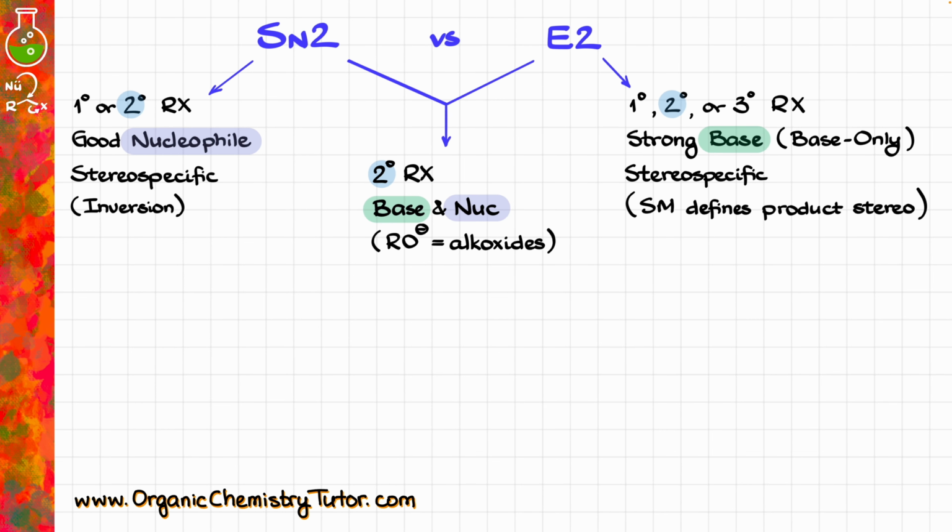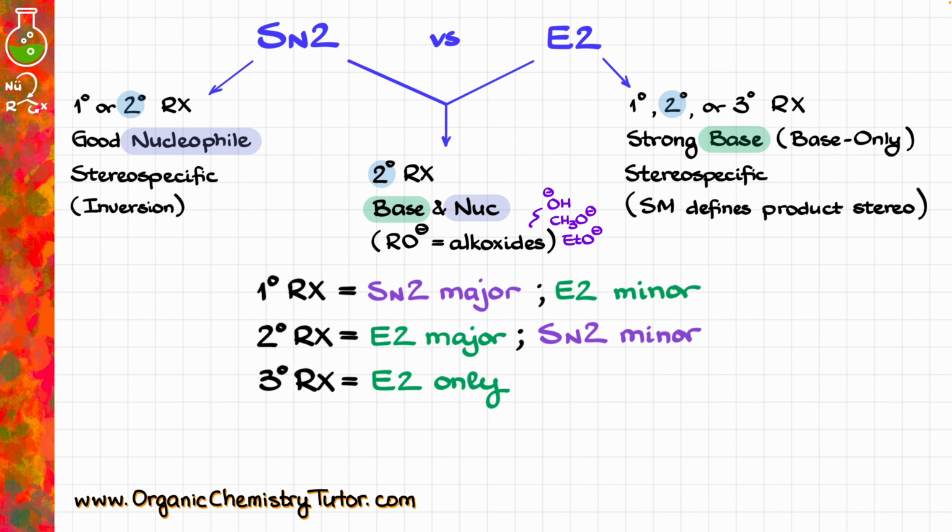Now, where they do overlap and compete is in the case of secondary alkyl halides or secondary leaving groups, when our reagent is both a base and a nucleophile. Typically, that's going to happen when your base/nucleophile is an alkoxide. So in this case, we are talking about things like OH-, methoxide, ethoxide, and so on. Things that are not too bulky to be a base only, but they are still very basic and nucleophilic at the same time.